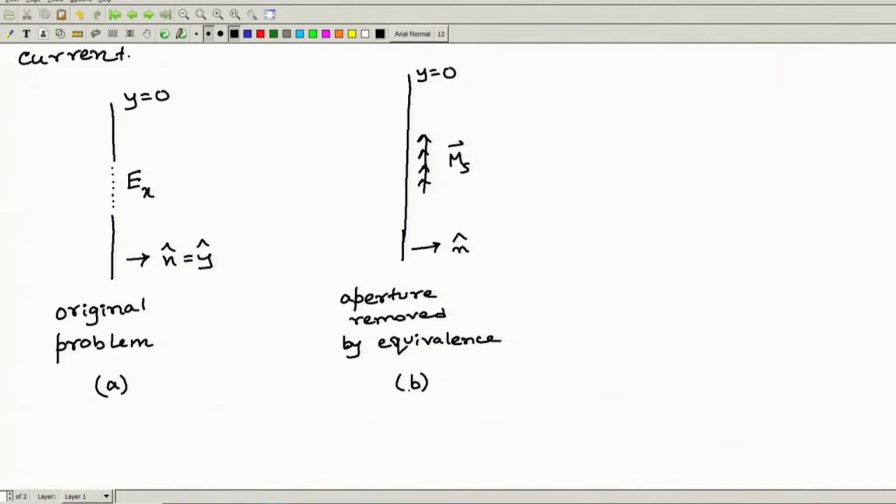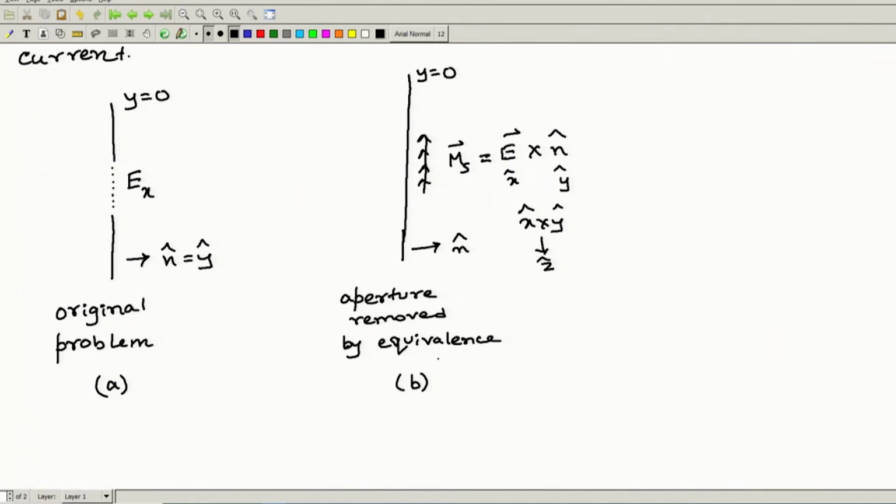Now this Ms, we know this is E cross N. Here we have N is Y, E is X. So X cross Y we will get Z. So Ms is E cross N. So this state is when we have removed the aperture by the equivalence and we have replaced the aperture by a patch of magnetic current. Next we will apply the image theory.